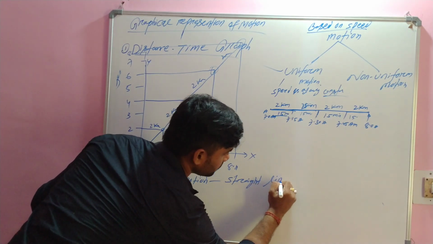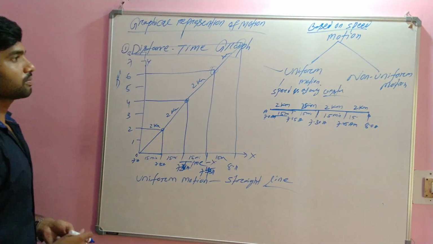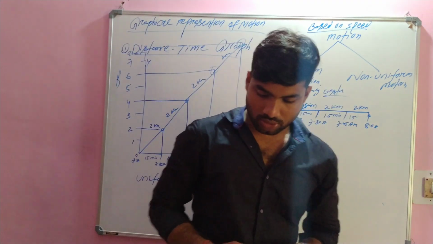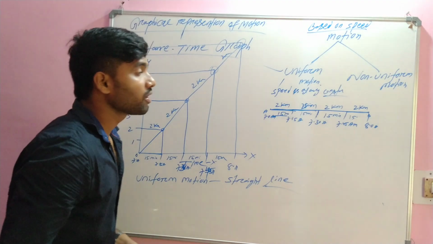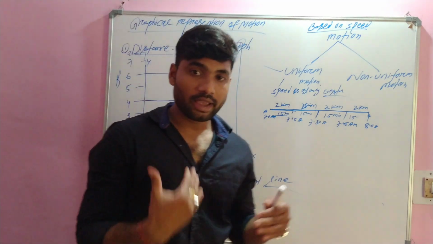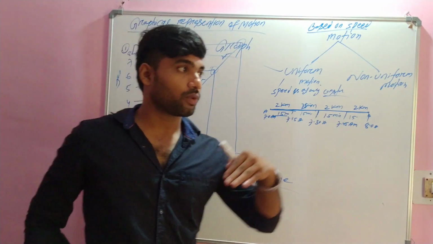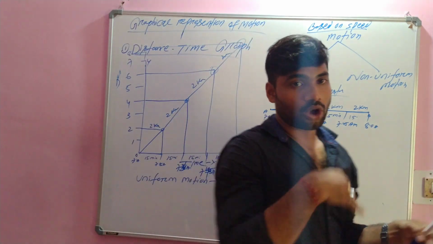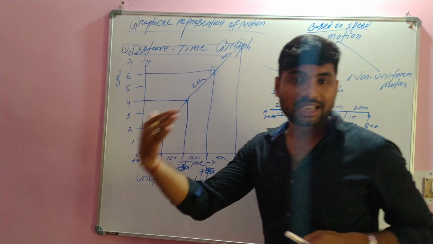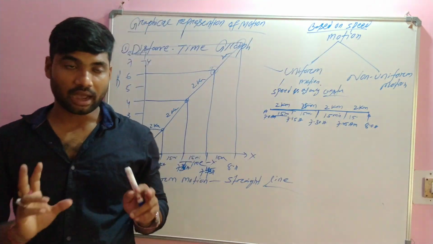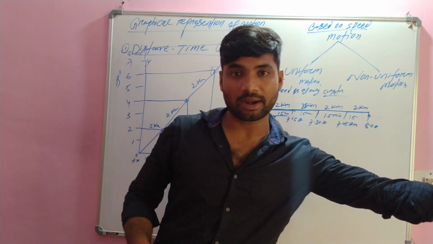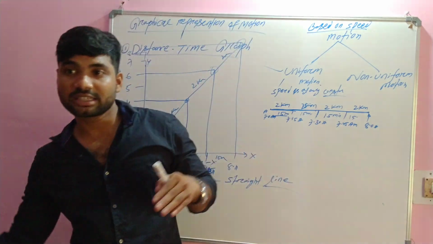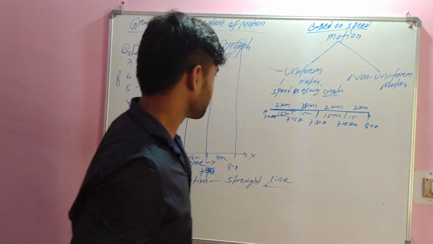And now let's talk about non-uniform motion. Non-uniform motion means the object covers more distance in less time, or the object covers less distance in more time. Either more distance in less time or less distance in more time.